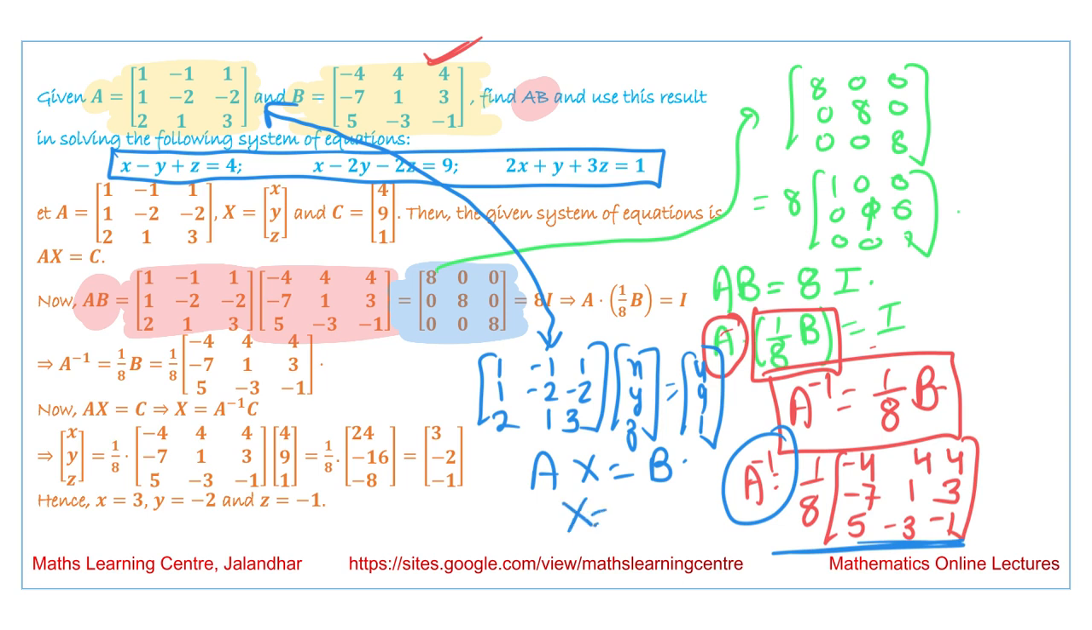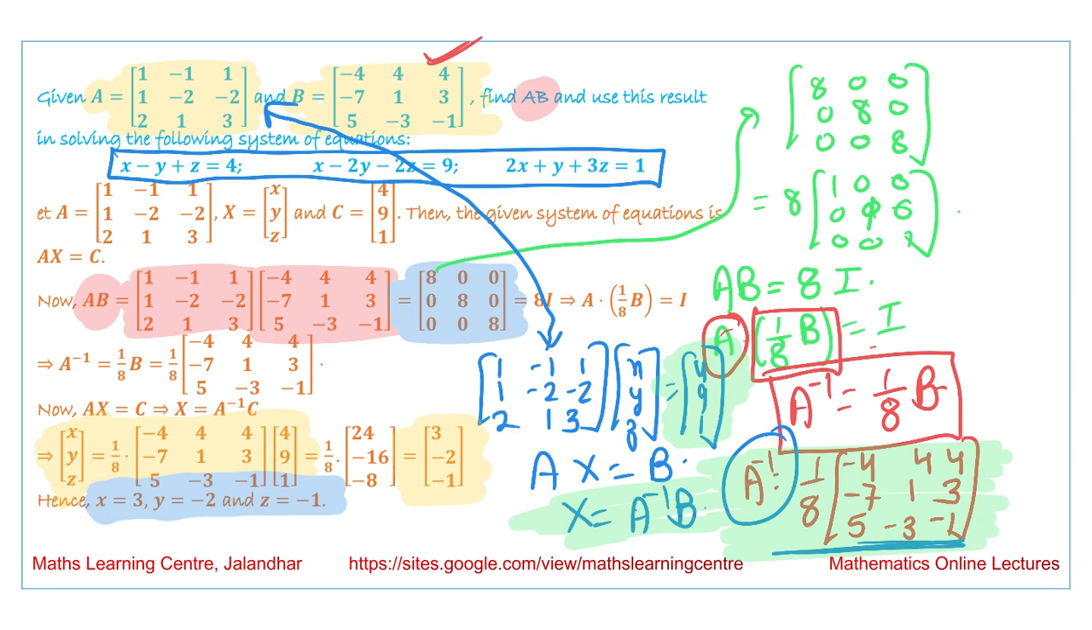So we are getting x is equal to A inverse of B. The value of A inverse we have this. The value of B we have is 491. So the value of x, y, z we obtain is 1 by 8 times these terms. On solving this we get the final answer as 3, minus 2 and minus 1, and hence we obtain the value of x is 3, y is minus 2 and z is minus 1.